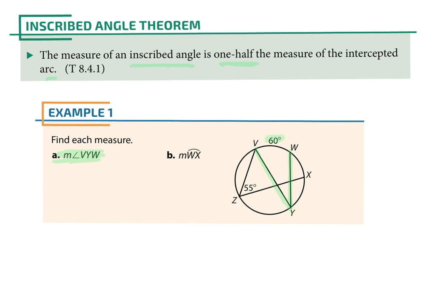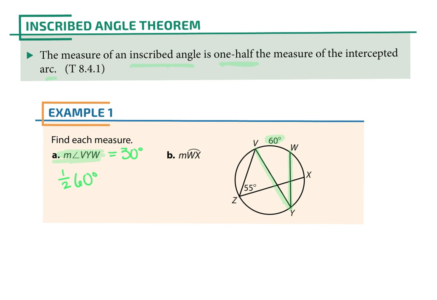This intercepted arc is 60. So that means the inscribed angle that makes up that arc is going to be 1/2 of 60, which means that angle measure is 30 degrees. Simple? All right, let's look at the next one.